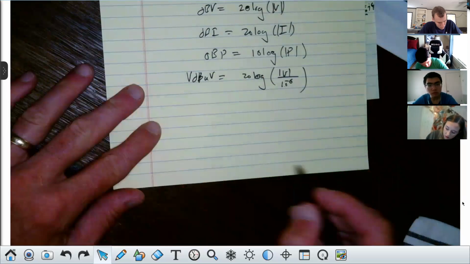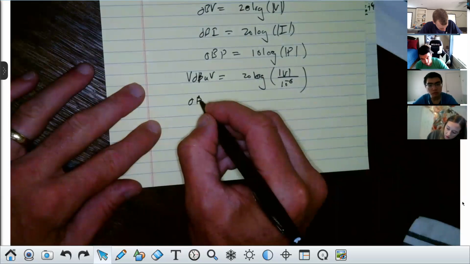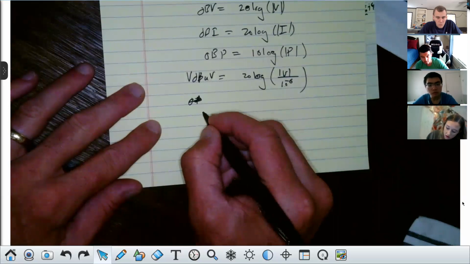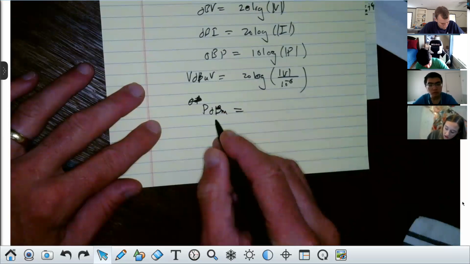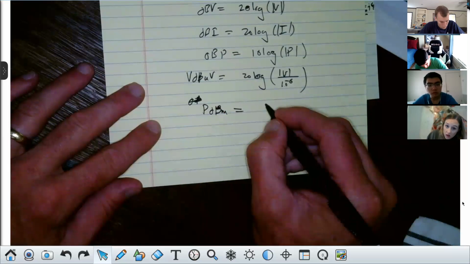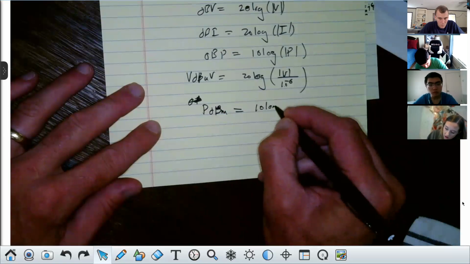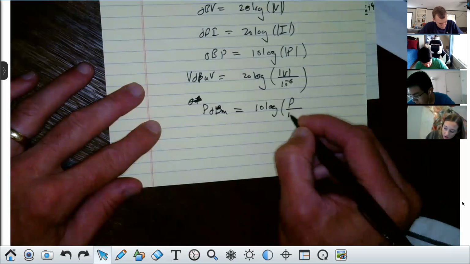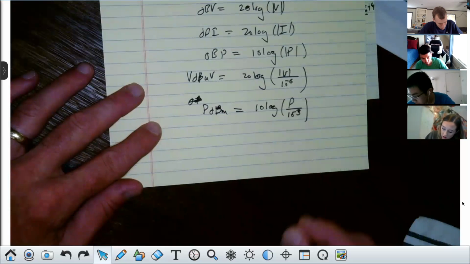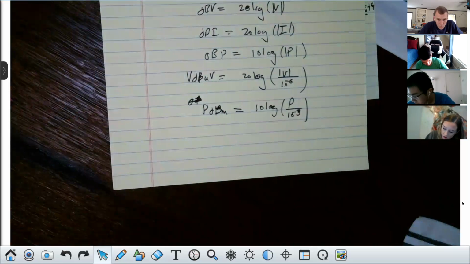Then there's, actually, the most common one: power in dBm. This is a very common one, power in dBm, and that's 10 times the log of the power divided by 10 to the minus 3. The M signifies a milliwatt. This is a very common term.